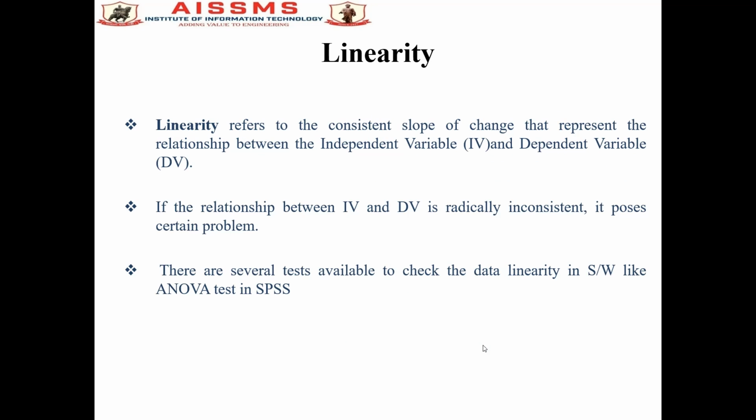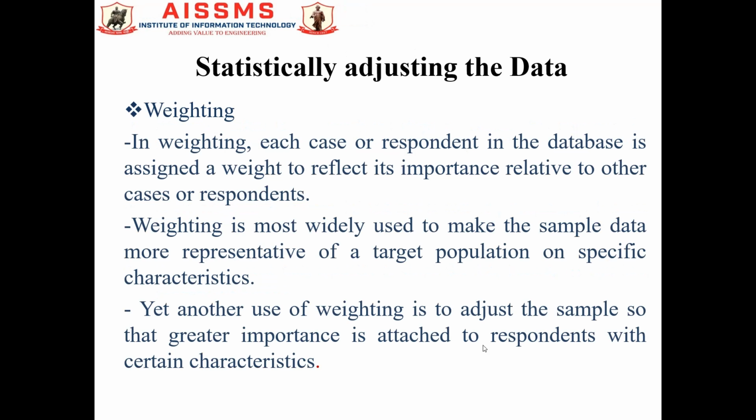Linearity is also used to find the missing values. Linearity refers to the consistent slope of change that represents the relationship between the independent variable and the dependent variable. If the relationship between the independent variable and the dependent variable is radically inconsistent, then it poses certain problems. There are several tests available to check data linearity in software, like the ANOVA test in SPSS software.